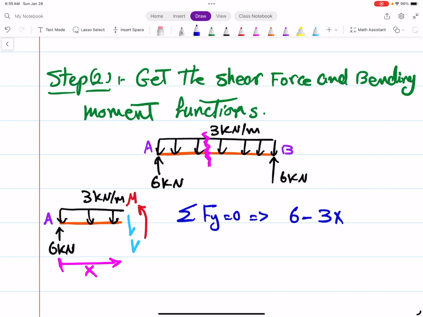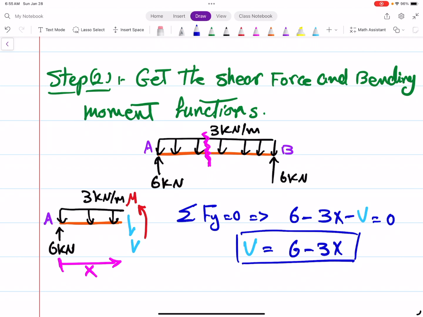This is how we calculate the equivalent point load for a distributed load. The area of the distributed load, 3 times X, and then negative shear force downward, this will be 0, so the shear is equal to 6 minus 3x. This is the equation of the shear force.